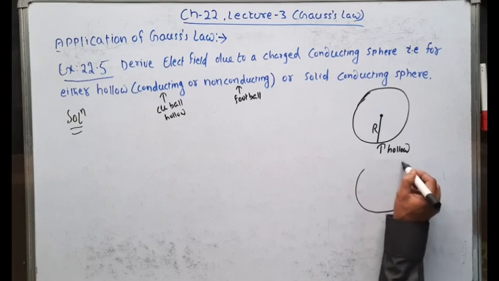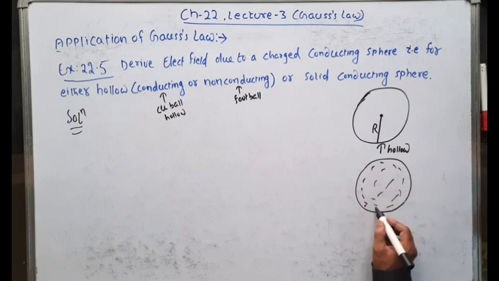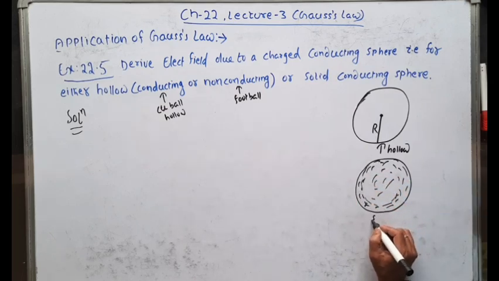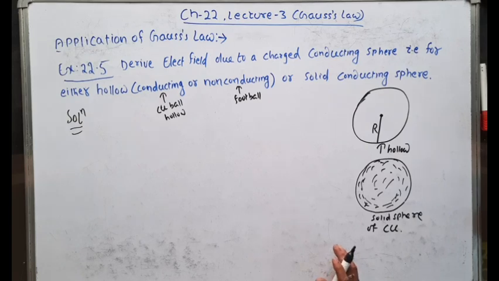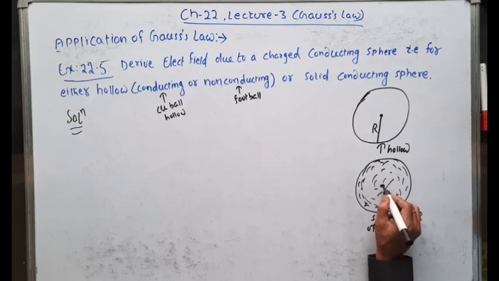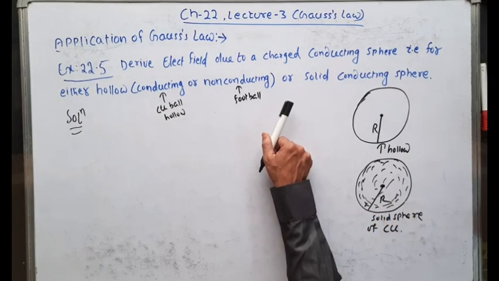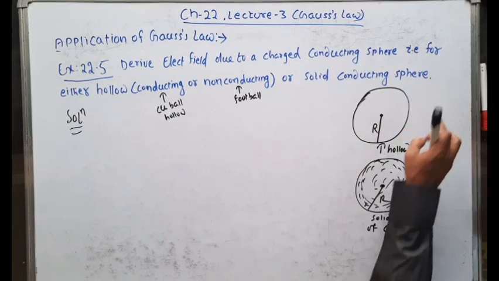Suppose this is a solid sphere, just like a cricket ball. But a cricket ball is a non-conducting sphere. So here you take a solid sphere made up of copper. Here the radius in both cases is r. Then we have to find the electric field intensity at any point that is inside the sphere, on the surface, and outside.